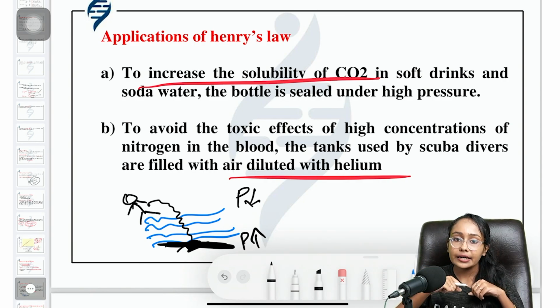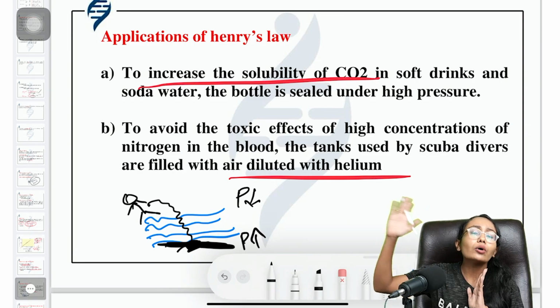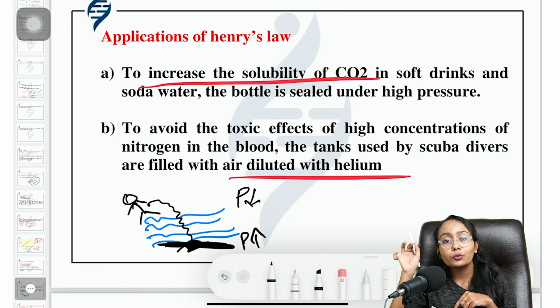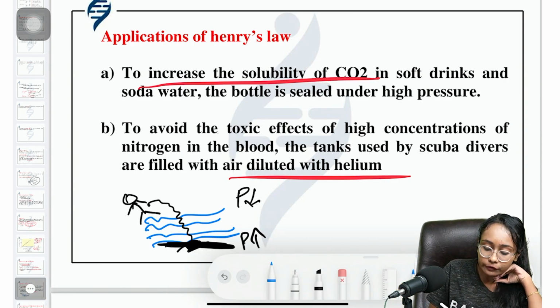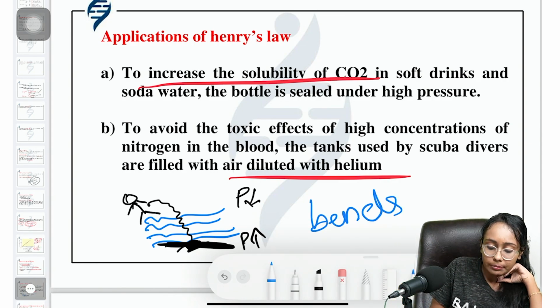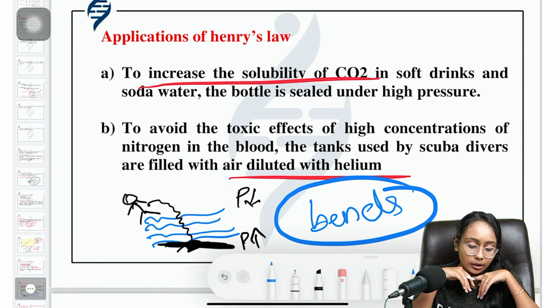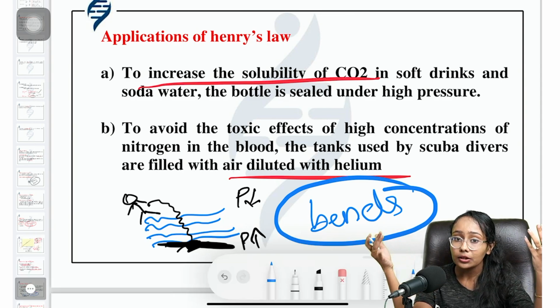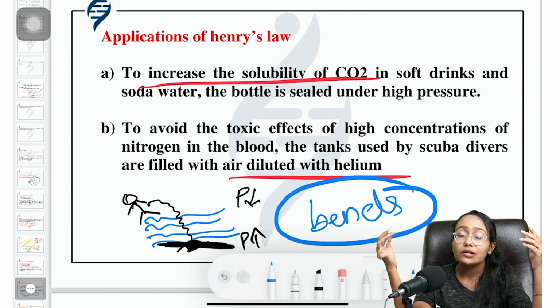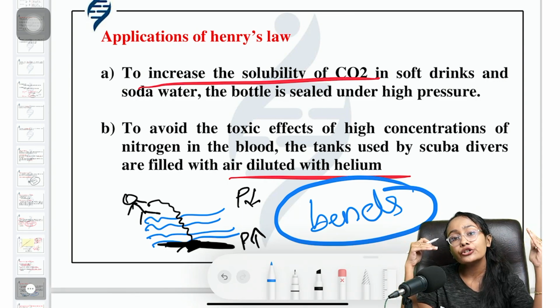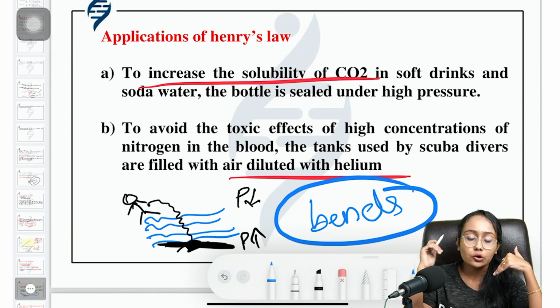Solubility of gases increases. Now he thinks, okay, I want to go to the upper surface of the water. He soon goes up. What will happen? There happens the condition of bends. BENDS. It's a physical condition where the person going from the lower surface to the upper surface of water may die or may feel pain in the nerves or blood vessels. It's due to the pressure change and the solubility of gases. So in this condition also Henry's law is applicable.